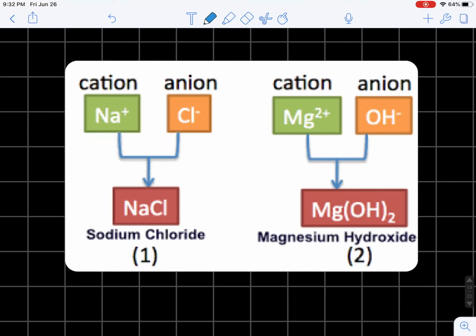If they give you the ions, Na plus Cl minus, we know that that combines to make NaCl. So now we have to name it. Sodium's group 1, main group.